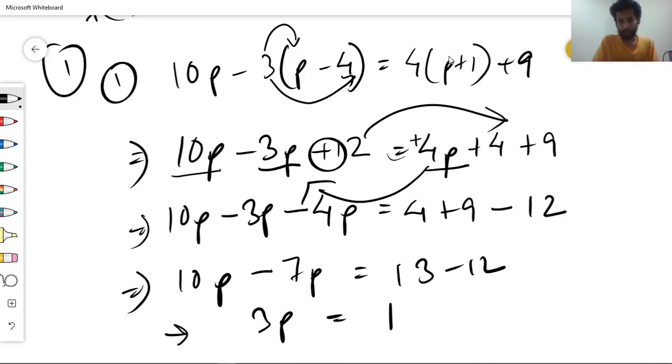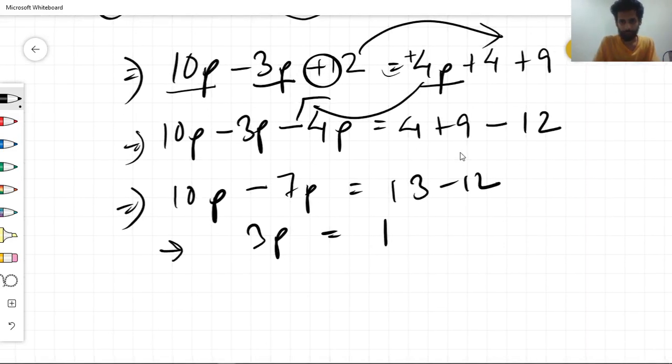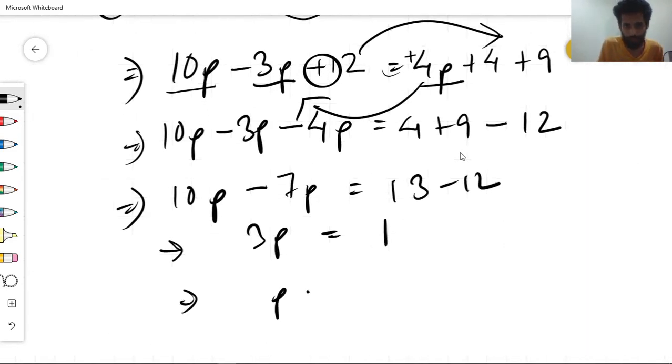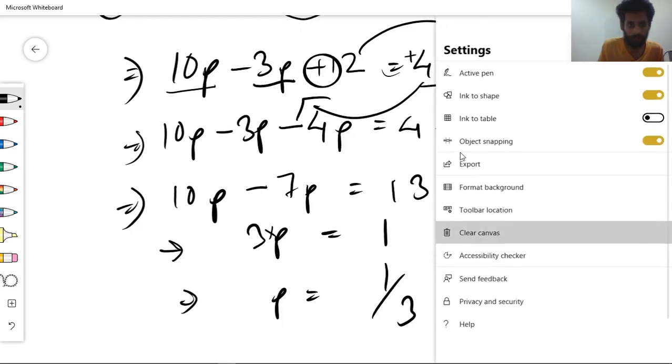Then the value of p will be 1 by 3. This 3 is multiplied here, so when I bring this 3 to the other side it will be divided. Okay, this is question number 1.